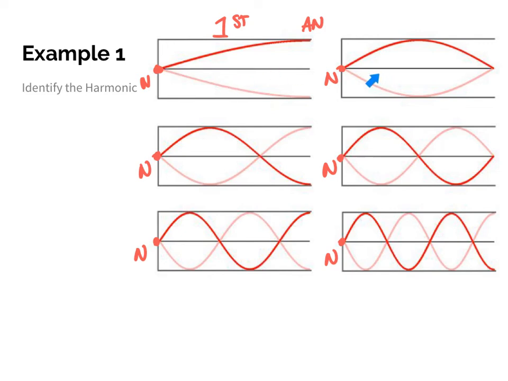Now the second one, notice I go here. This is kind of what I was talking about. I go from node, antinode, node. Well, here's the thing. Because this is an open end, this has to be an antinode. So this cannot happen.